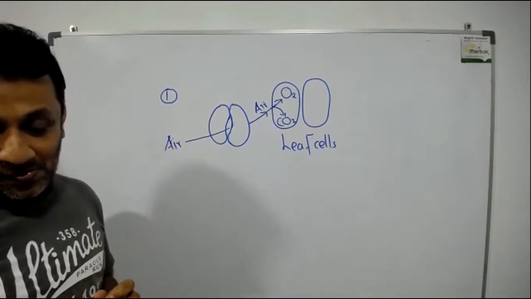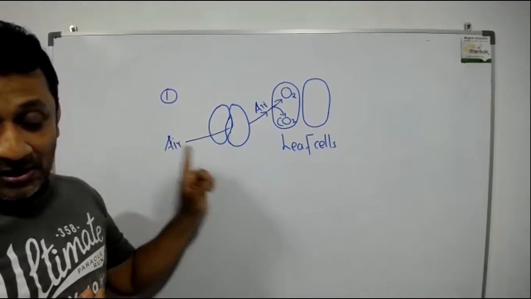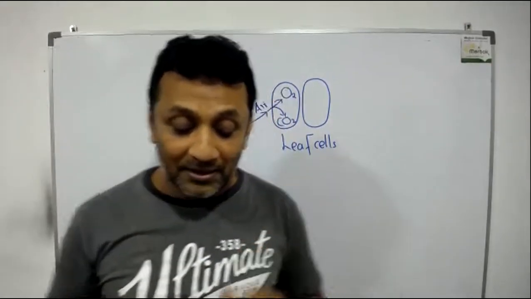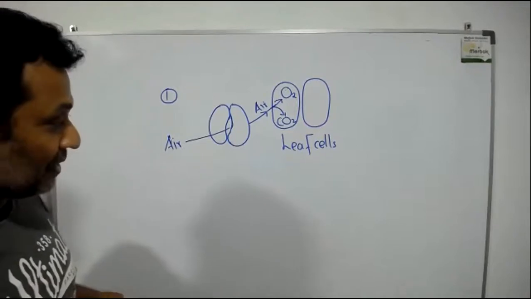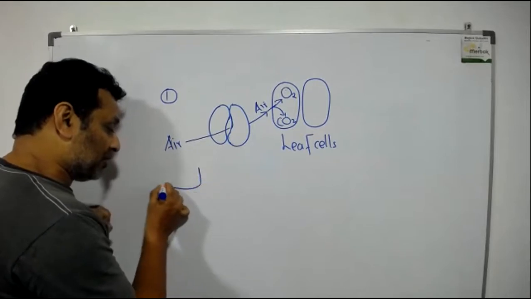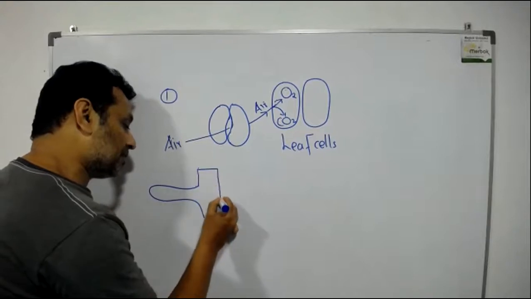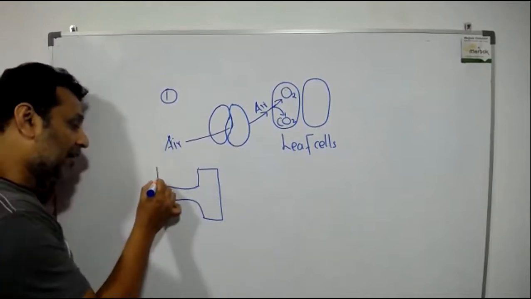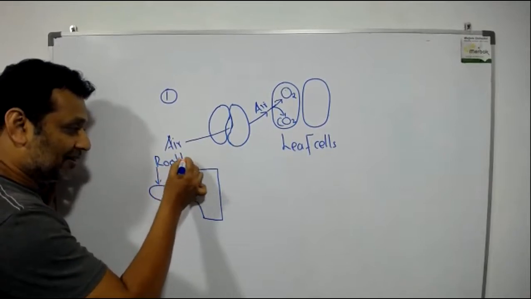Understood? Second one: transportation of water and minerals from soil to the leaf through root hairs. Now see. Last week I drew some pictures. This week I am not drawing the same ones. I am using some different things. This is root hair. This time I am drawing a large root hair.